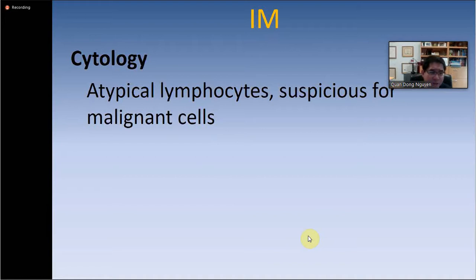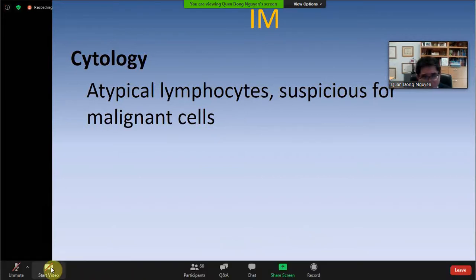The cytology showed atypical lymphocytes, which is quite suspicious for malignant cells, and that's something we definitely do not want to see in any vitreous, because that obviously is a sign of concern. So here, what else can we expect to see from the vitreous? In other words, what other things can we study from the vitreous here?